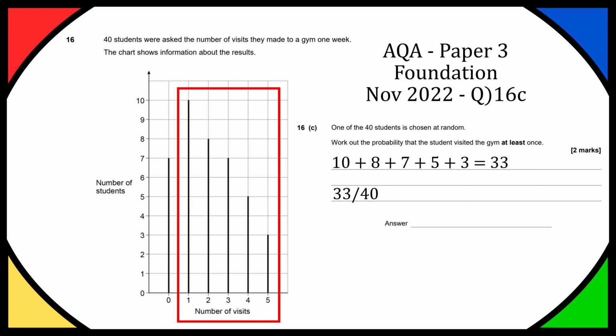And it's 33 out of 40 because there are 40 total students. That's stated at the top of the question, and also previously we added up all the students and we got 40. So 33 out of 40 is the final answer for our probability. The fraction also can't be simplified, but it didn't ask to give it in its simplest form, so it doesn't matter anyway.